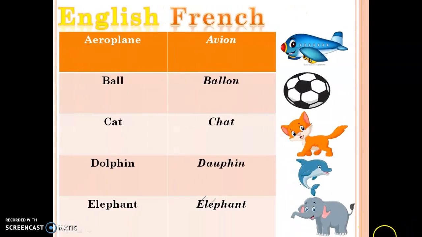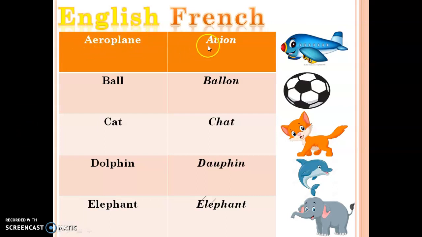In English, some words are written same as they are pronounced. For example, cat, boy, ball and many more. But in French, every word is written different from its pronunciation. So, let us understand and learn some of them.